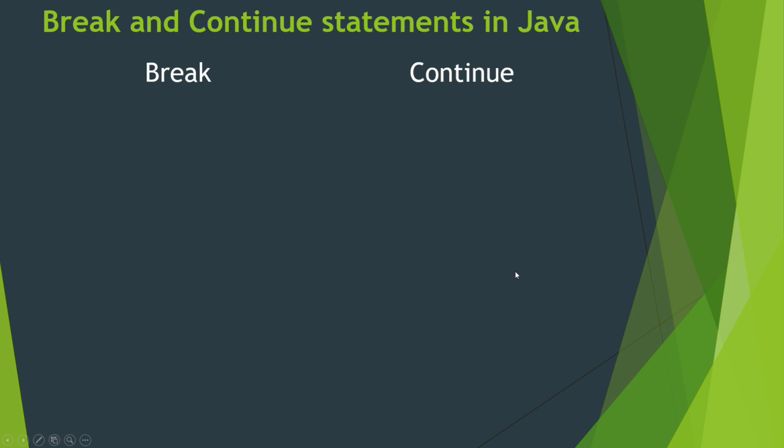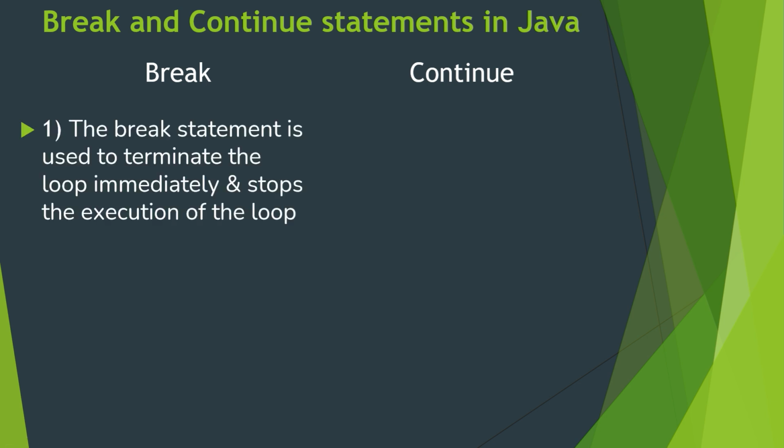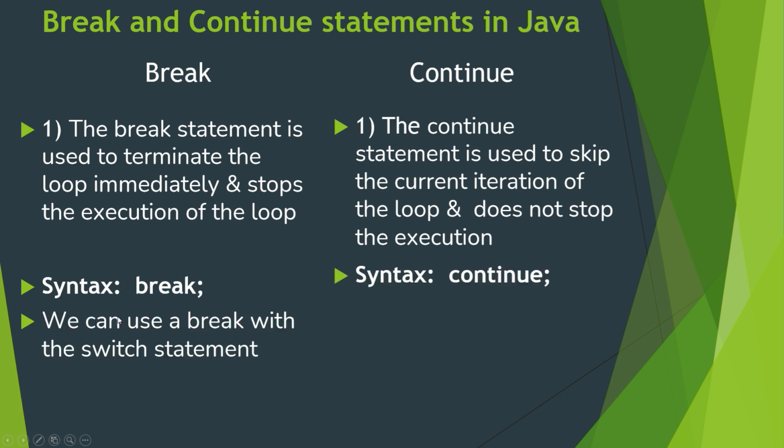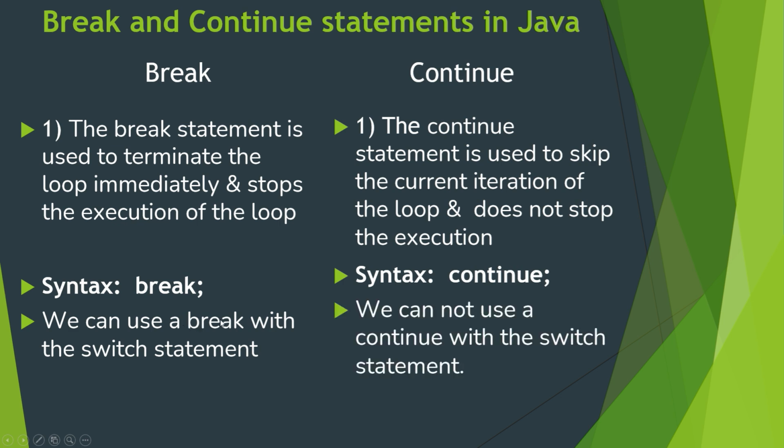Let's quickly recap the differences between break and continue. The break statement is used to terminate the loop immediately and stop the execution of the loop. The continue statement is used to skip the current iteration of the loop and does not stop the execution. This is the break syntax, this is the continue syntax. Yes, and we can use break with a switch statement. We have already seen the switch statement, right? With break. But yes, we cannot use continue with a switch statement. So these are all the comparisons between break and continue, and how we use these statements in Java. This is all about break and continue, and remember, these are known as jump statements in Java.